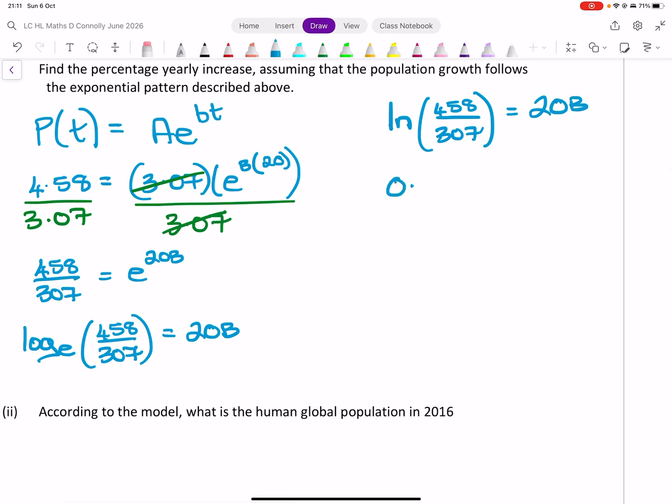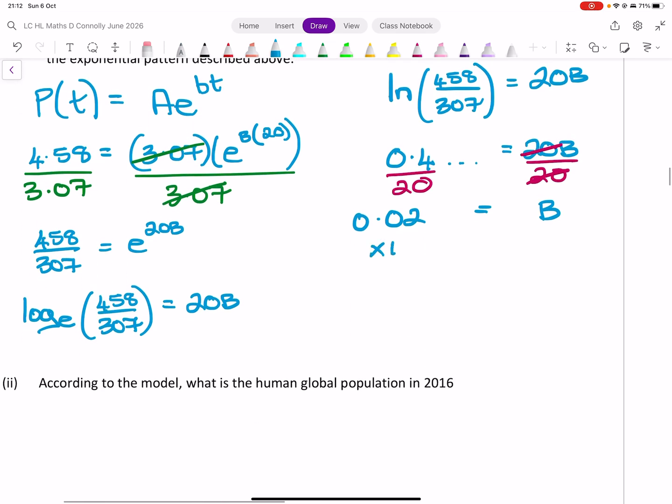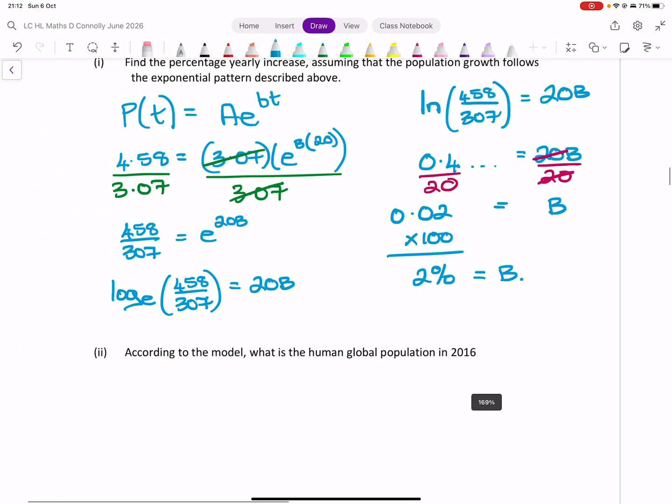So it's 0.4 approximately, although there are more numbers. It's 20b, and then we'll divide by 20. So it's 0.02. That's as a decimal. So as a percentage, I'd need to multiply by 100. So a 2% yearly increase.